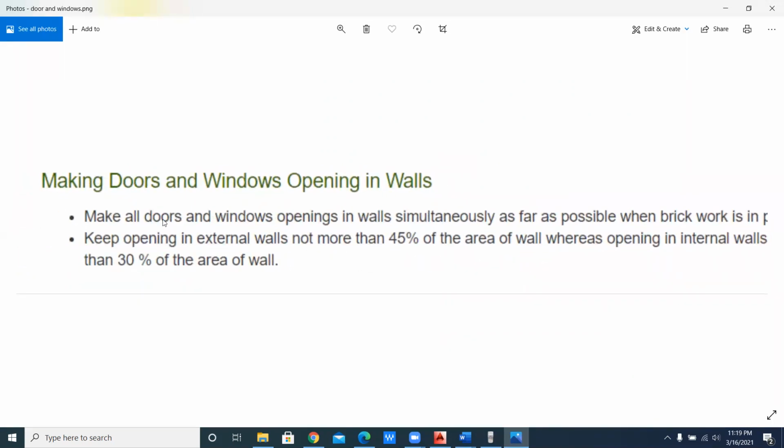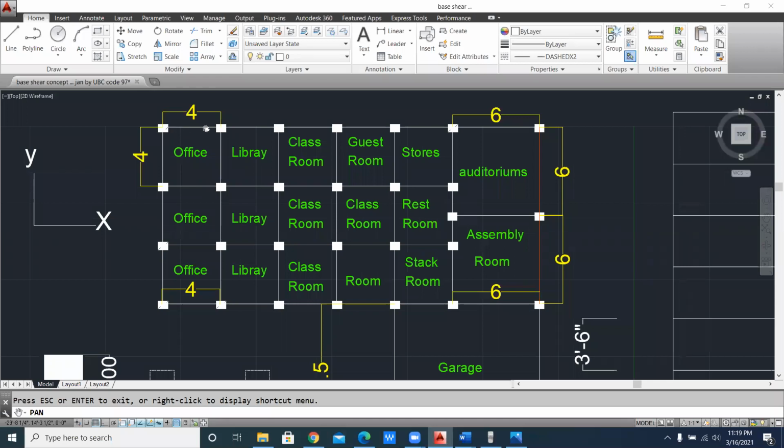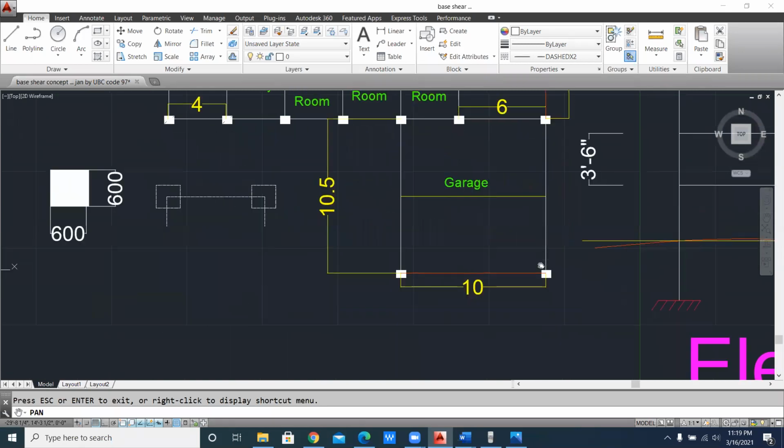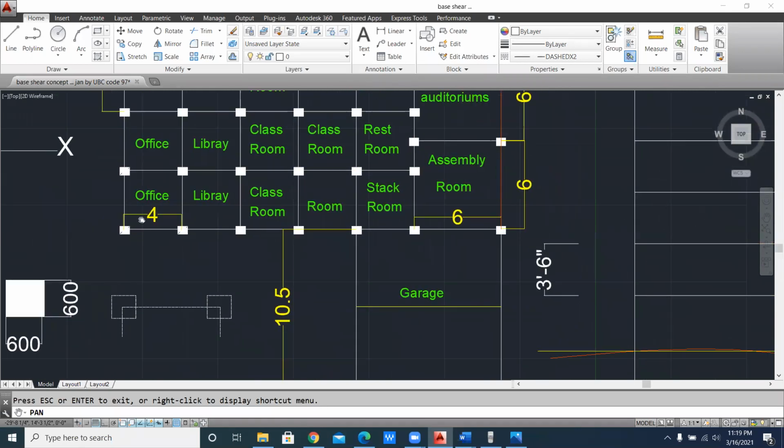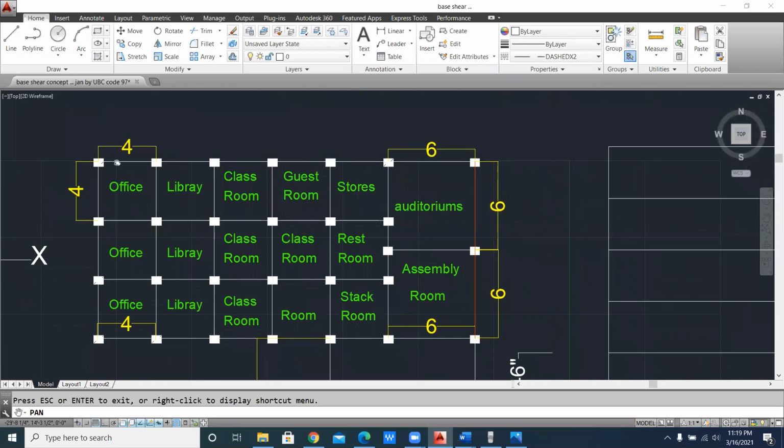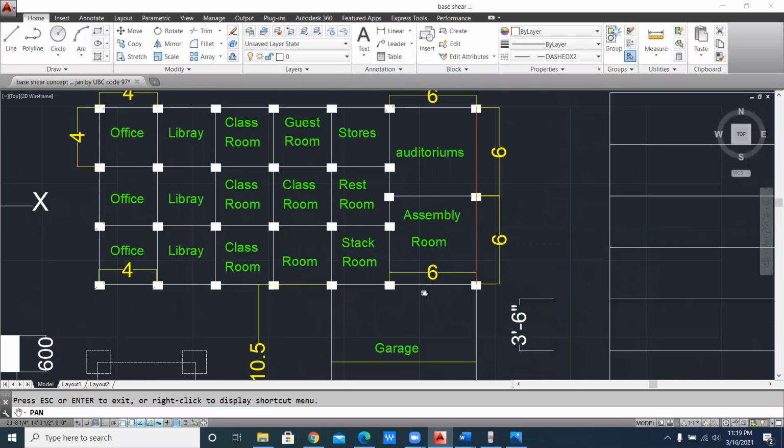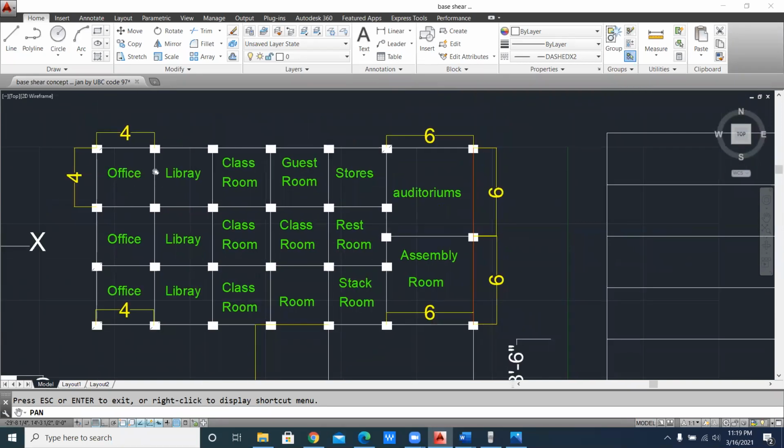Here it shows that keep openings in external walls not more than 45%. This one is your external walls. In short words, we can say the boundary wall, this one, this one, this one, which covers the building, is normally your exterior walls, and this one is your interior walls. So this shows that your exterior openings should not be more than 45%.